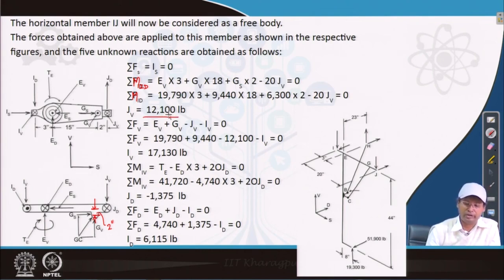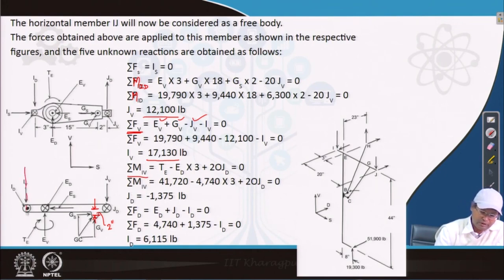Now again, if we consider the summation of forces in the vertical direction as shown here, EV, GV, JV is already known, IV also needs to be found out. Since these three are known, that leads to the solution of IV as 17,130 pound. Similarly, we are supposed to consider moment about IV. Here we considered about ID, that means in the drag direction from the point I, in the vertical direction about this line. So this will help us to find out.